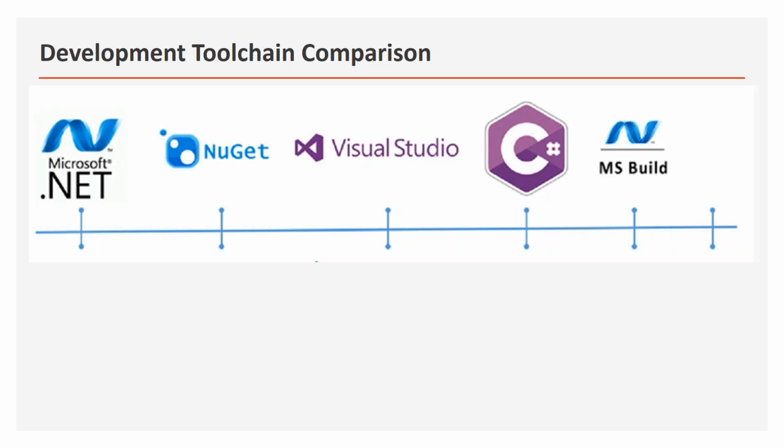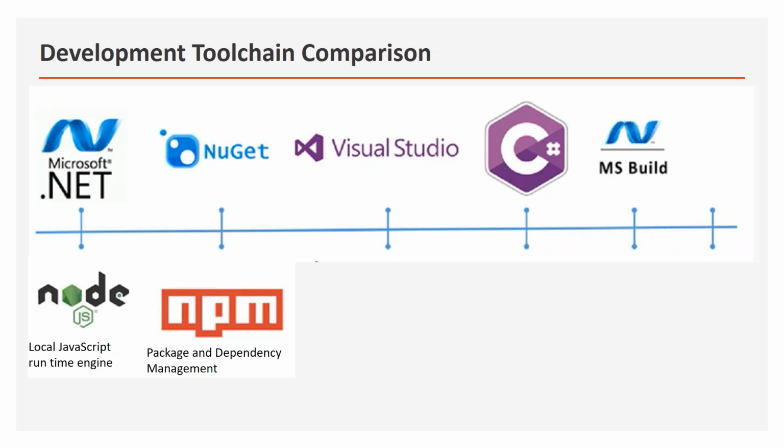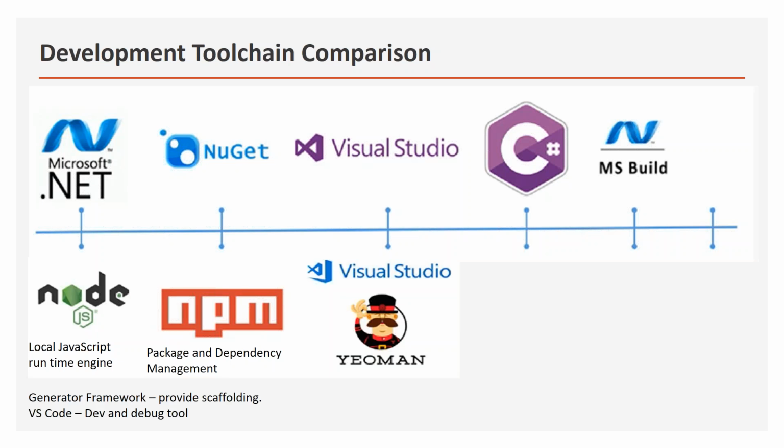If we talk about SPFx, here is the comparison. Instead of the .NET framework, we have Node.js, a local JavaScript runtime engine. Instead of NuGet, we use NPM, which is also used for package and dependency management, the same way we use NuGet. For the development tool, there are a lot of open-source tools. One is Visual Studio Code, a Microsoft tool people use; otherwise WebStorm and a lot of other tools exist.